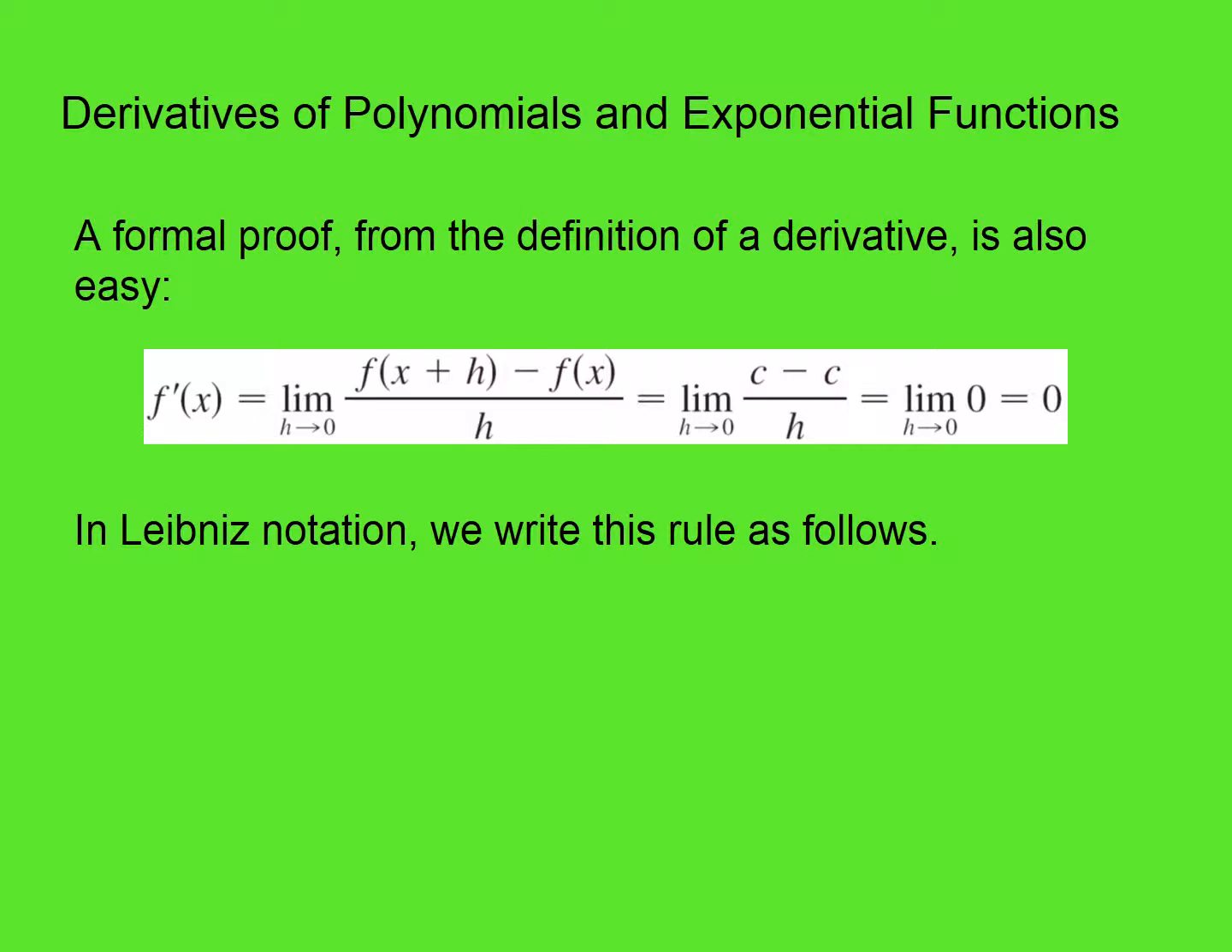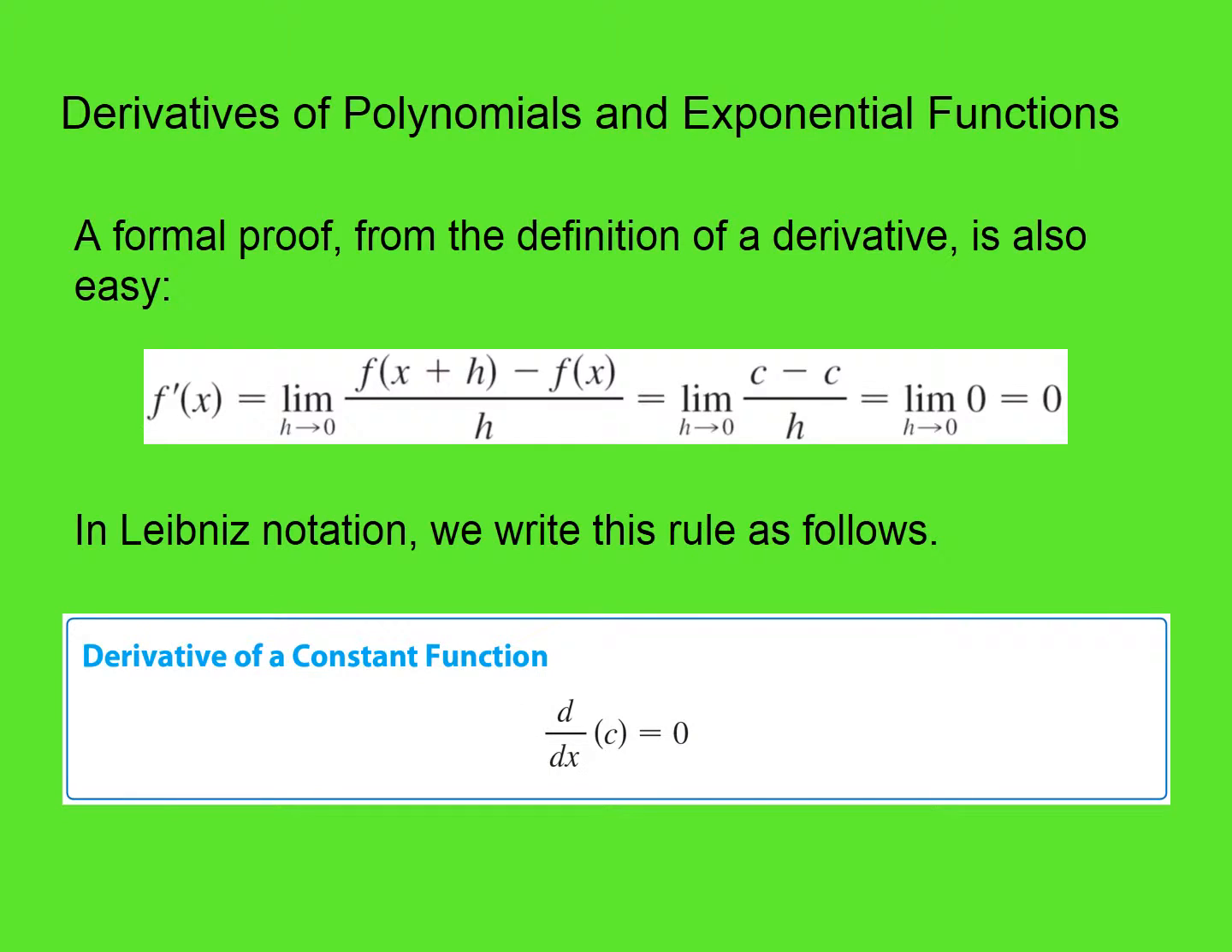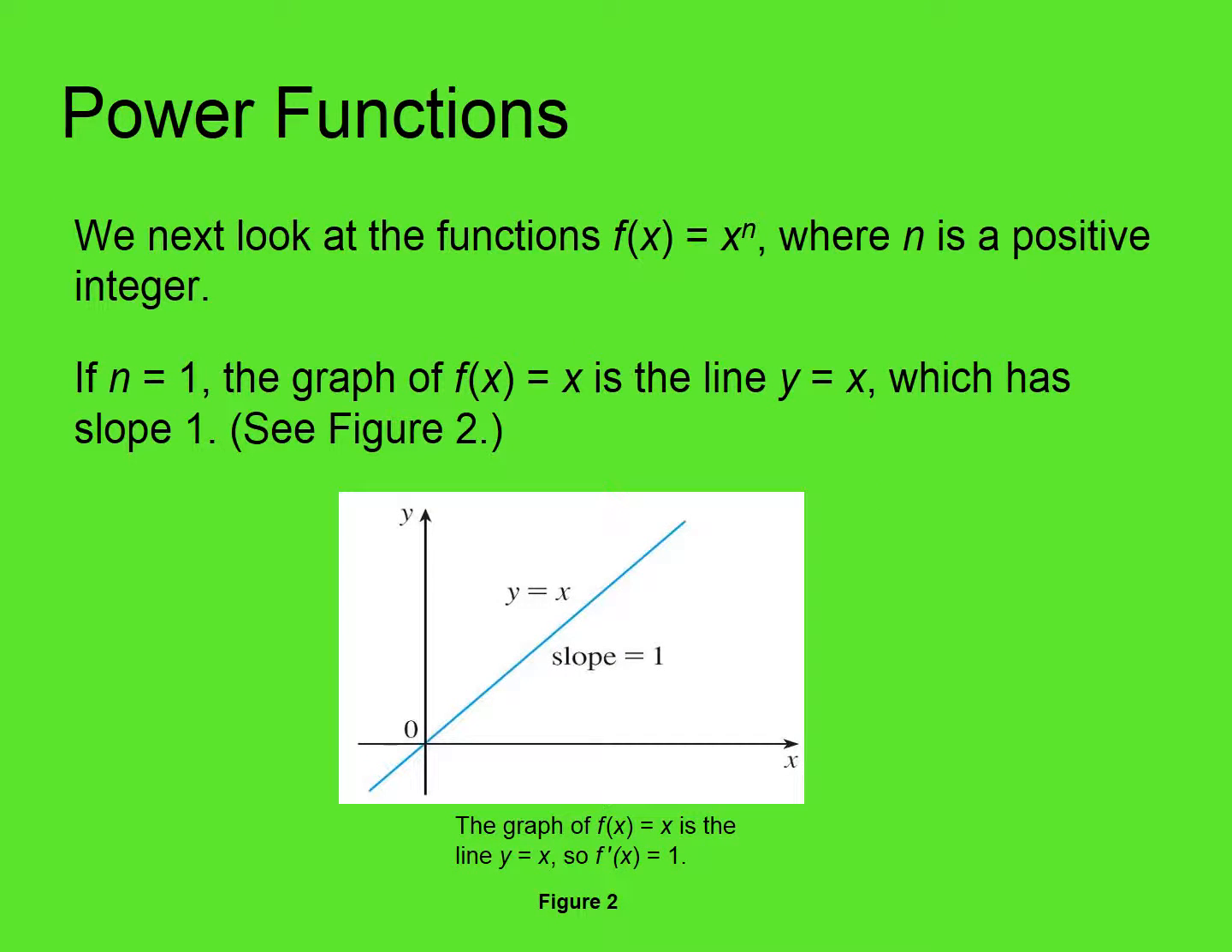In Leibniz notation, we would write this rule as derivative with respect to x of the function, which is just the constant c, equals 0. Okay, so power functions. x to the n. So you just have x raised to a power. Those are the power functions. n is a positive integer.